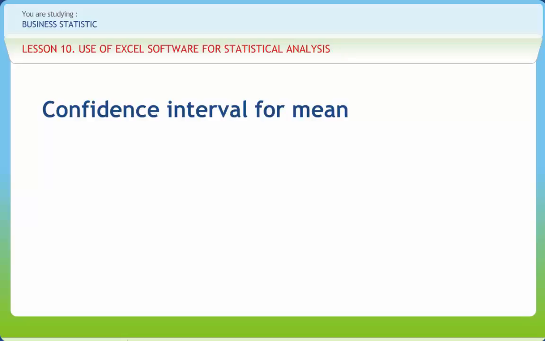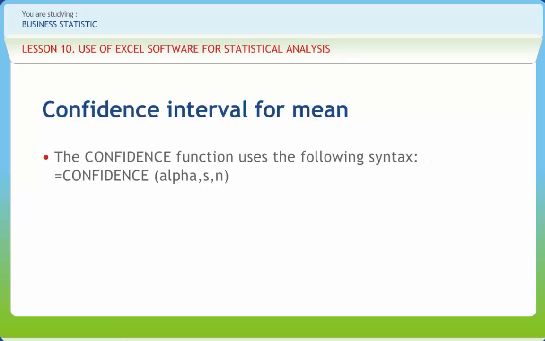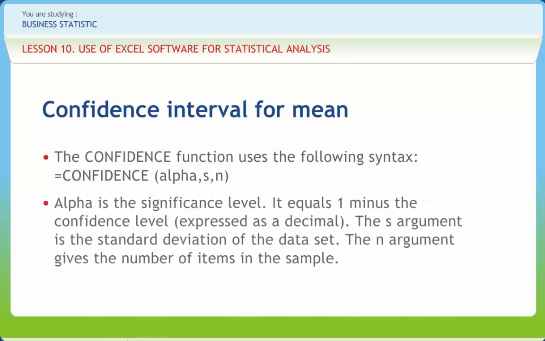Using the confidence function. The confidence function uses the following syntax: =CONFIDENCE(alpha, s, n). Alpha is the significance level. It equals 1 minus the confidence level, expressed as a decimal. The s argument is the standard deviation of the data set. The n argument gives the number of items in the sample.